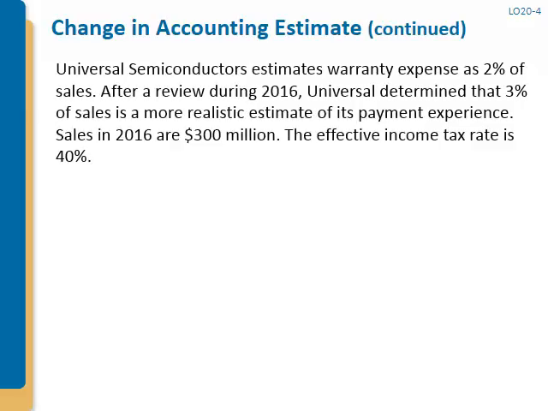The after-tax effect of the change in estimate is $1.8 million: 300 million times 3% minus 2% equals 3 million, less 40% of 3 million, assuming 100 million outstanding shares of common stock. The effect is described in a disclosure note to the financial statements as set forth in the slide.